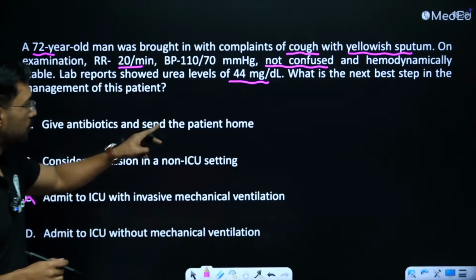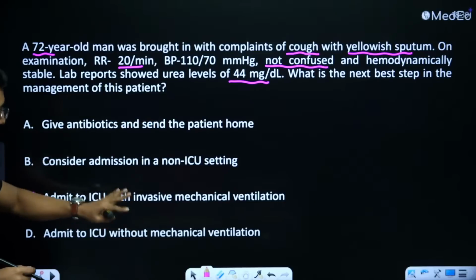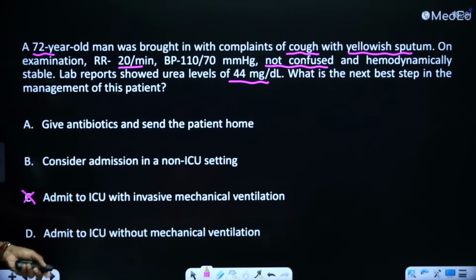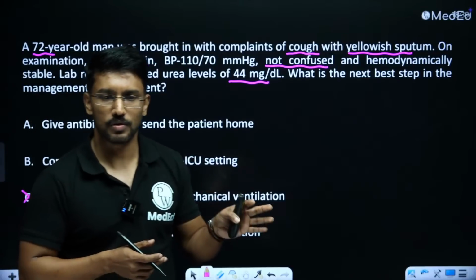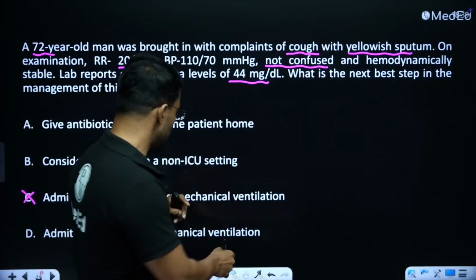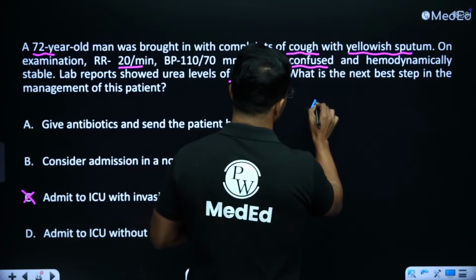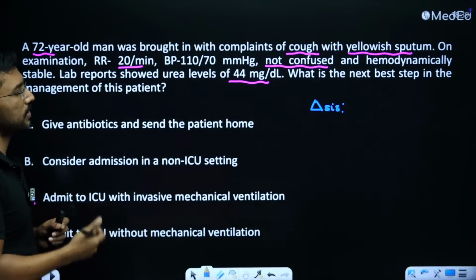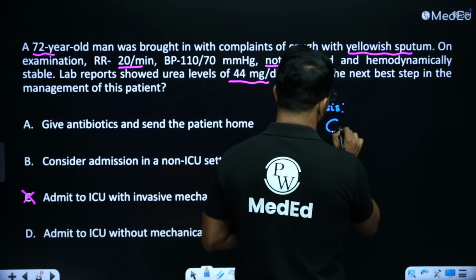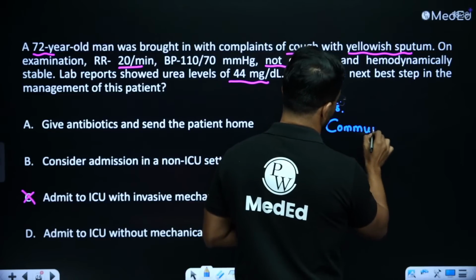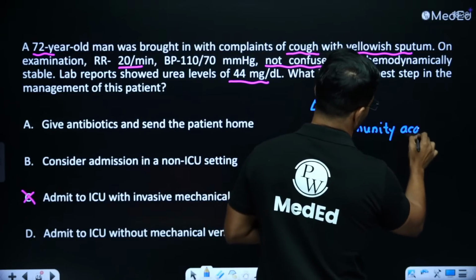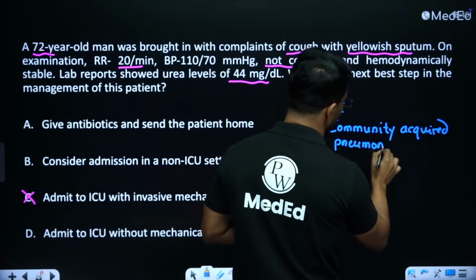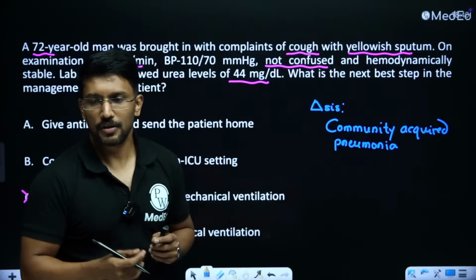So now I have to choose whether I should just treat him as an outpatient or admit, and if I am admitting, whether he goes to a non-ICU regular inpatient setting or becomes an ICU patient, right? So on what basis do we decide where the patient goes? If he is presenting with these symptoms, what is the diagnosis here? We are dealing with an elderly man presenting with cough and yellowish sputum, which is suggestive of respiratory infection. Let me call it community acquired pneumonia.